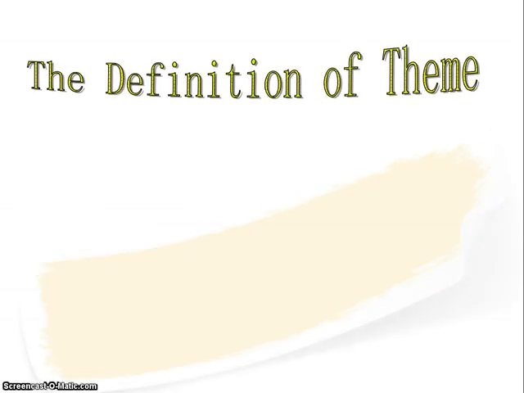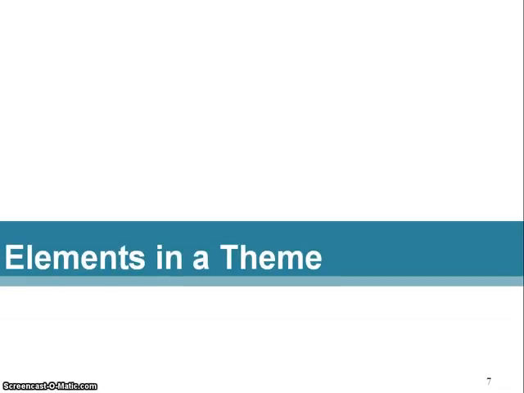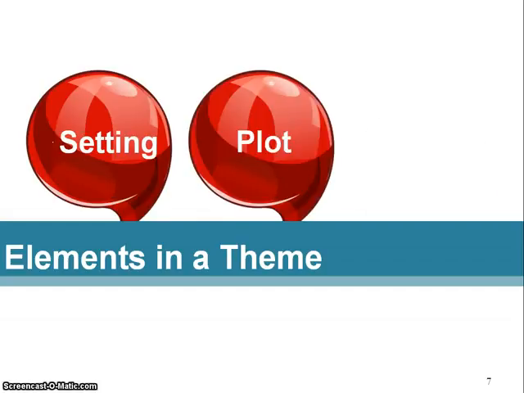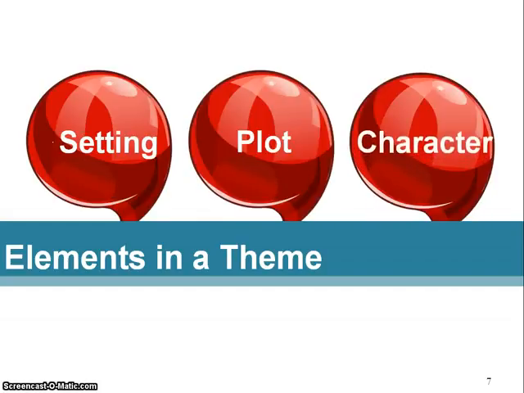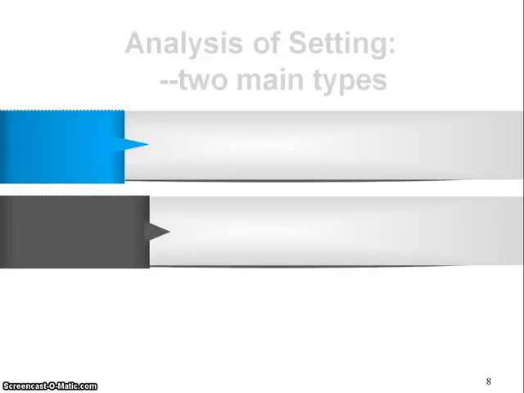A theme is a central or underlying idea in literature. The writer may express insight about humanity or worldview. Before you attempt to identify the theme of a work, you should understand at least the basic elements of a literary work: the setting, plot, and character. And they will be analyzed in the following part.